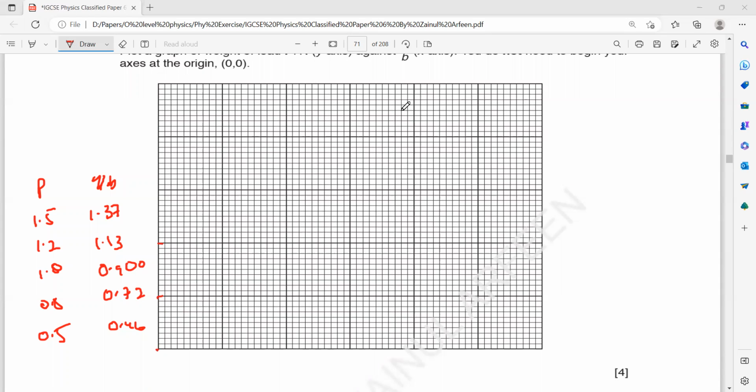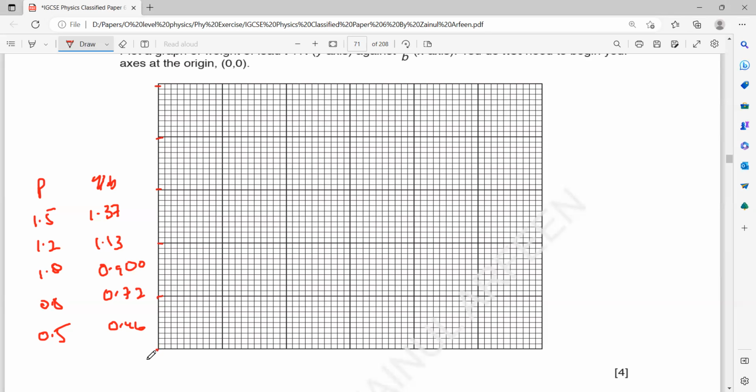If you still begin with origin, it will not affect the gradient, it will affect the usage of the graph paper. Like you should use about 70% of your graph paper. So it won't be 70%, it will be less than that. So you will lose marks for the axis. But it won't affect the gradient at all. It will be the same.